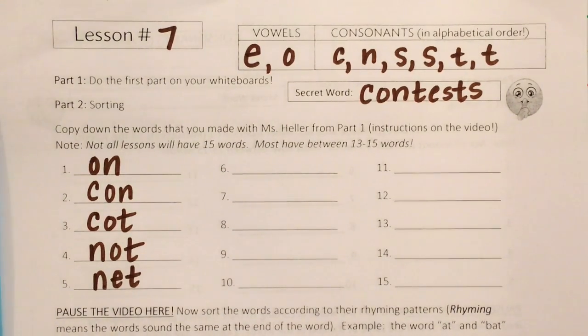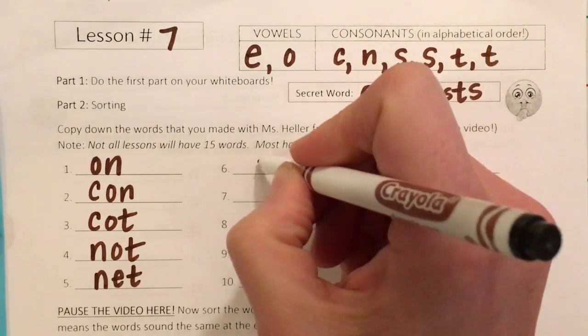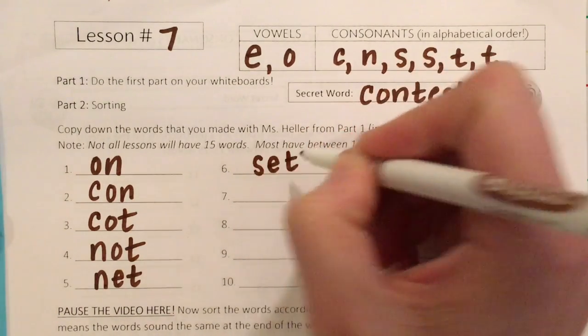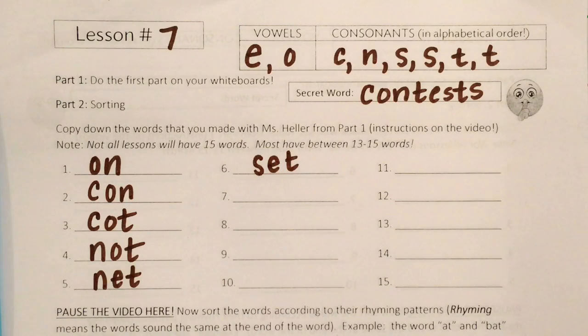For number 6, we changed the beginning consonant to make the word set, S-E-T. For number 7, we added one letter to make the word scent.